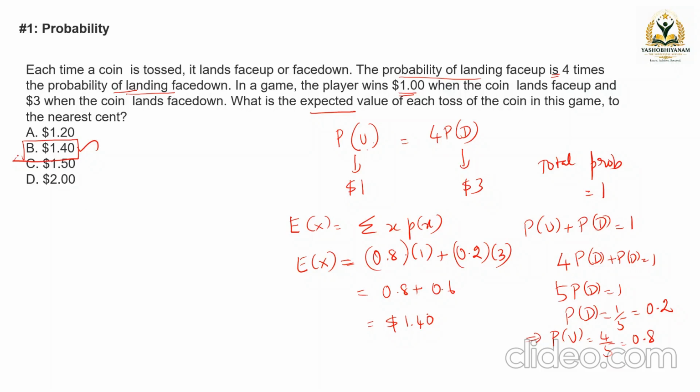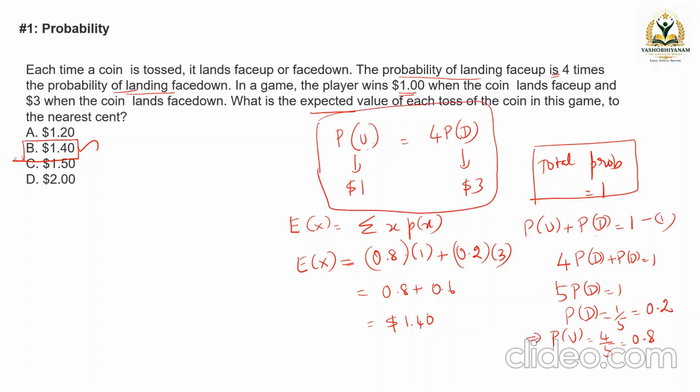Just to recall what I have done here: I've used the fact that the total probability is equal to 1. There are only two events happening. It's like heads or tails. The probability of heads plus the probability of tails should always be equal to 1. Instead of heads or tails, you have face up and face down. So P of U plus P of D is equal to 1. This is your first equation. And there is a relationship between P of U and P of D.